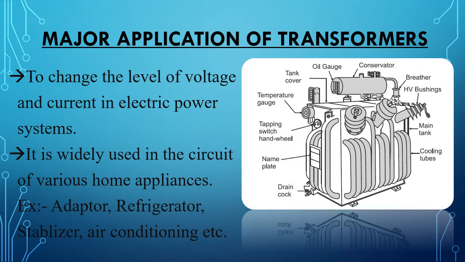Now let us take a look at the major applications of transformer. To change the level of voltage and current in electric power systems, it is widely used in circuits of various home appliances, for example adapter, refrigerator, stabilizer, air conditioning, etc.